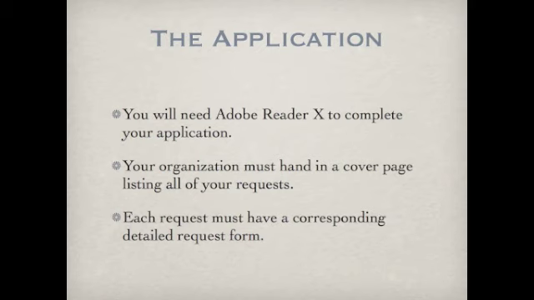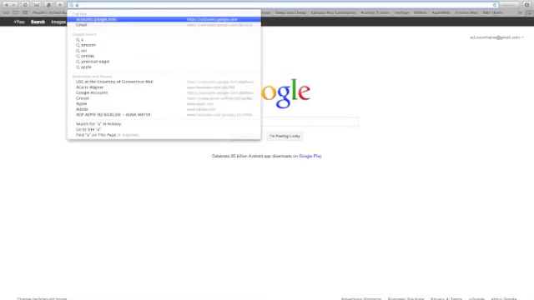To complete the application, you must fill it out in Adobe Reader. You will fill out one cover page listing all of your requests and a request form for each individual request. For example, the Birdwatchers Club will submit one cover page and 3 request forms, one for each request listed above.